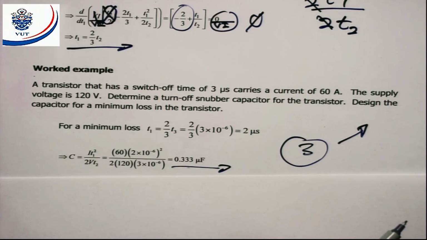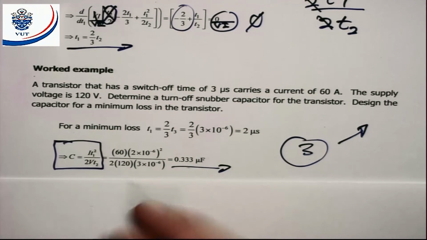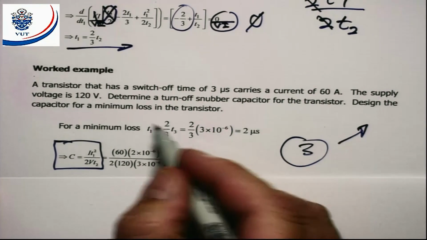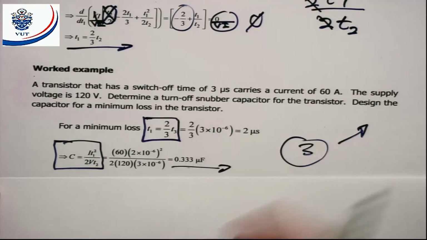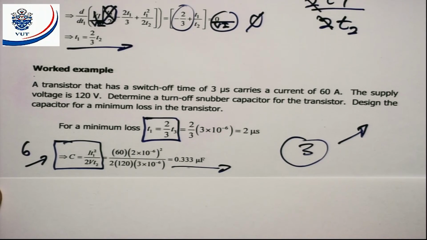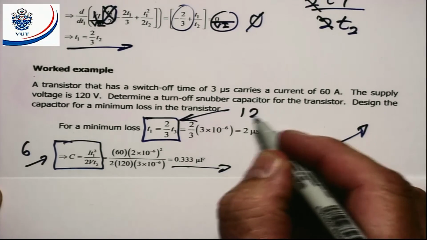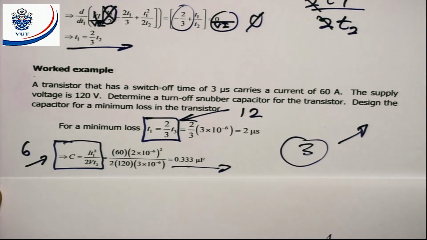So which equations have you used here? You've used that one. Most students only give me that one there. But what is this one? Isn't that also an equation that has been used? So this first one will give you 6, and this one here will give you 12 marks. Do you understand the way that you have to think? Think clearly.